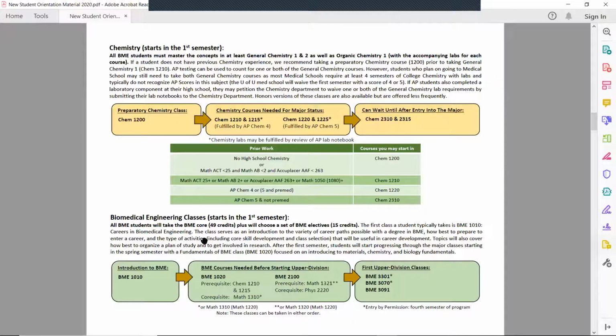The final thing, I already gave you your 1010 class. In the spring, you'll go into 1020, and in the following fall, you do 2100, and then start your upper division classes in the spring of your sophomore year, if you are calc ready this coming semester.